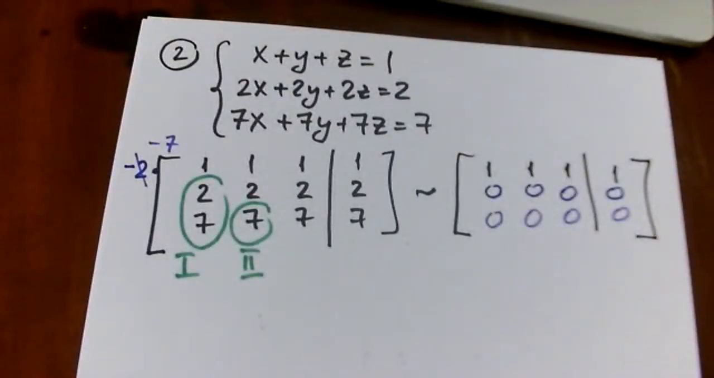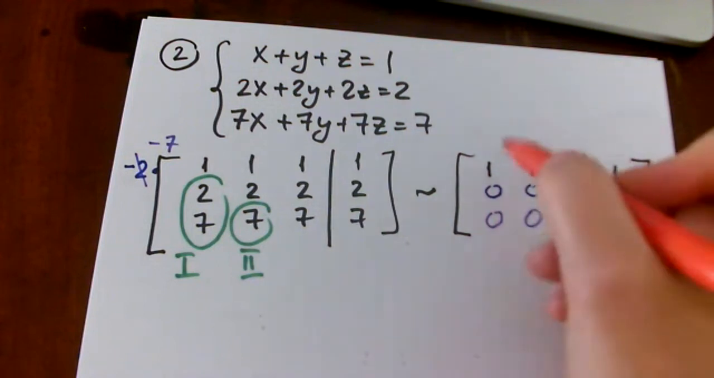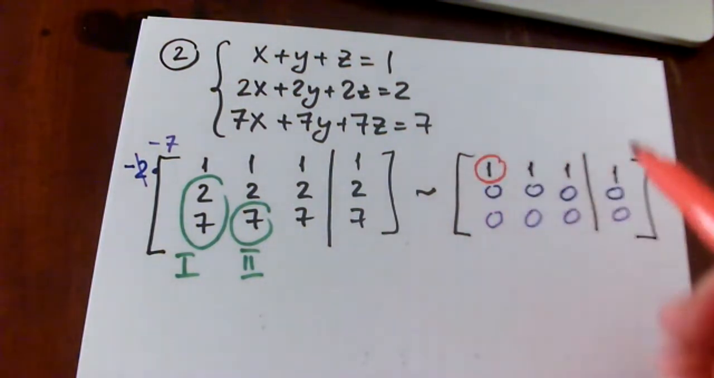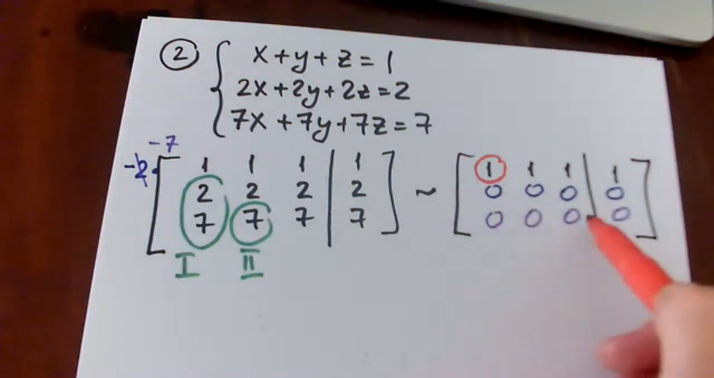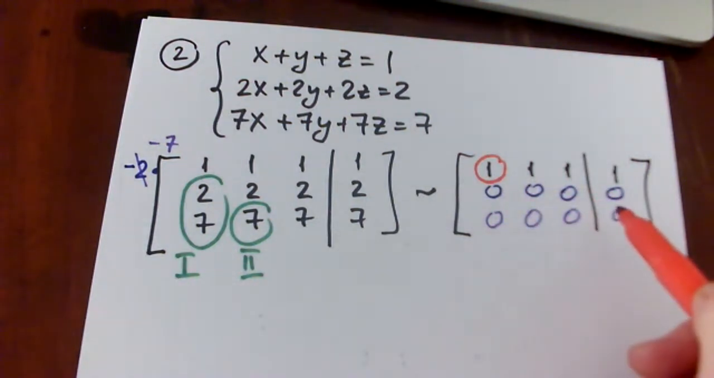Okay, so what was our next step? Our next step was to find the so-called leading elements of each row. There's nothing easier than this. Look at the first row. The very first element is the leading element because it's not 0. And the second and the third rows don't have leading elements at all.